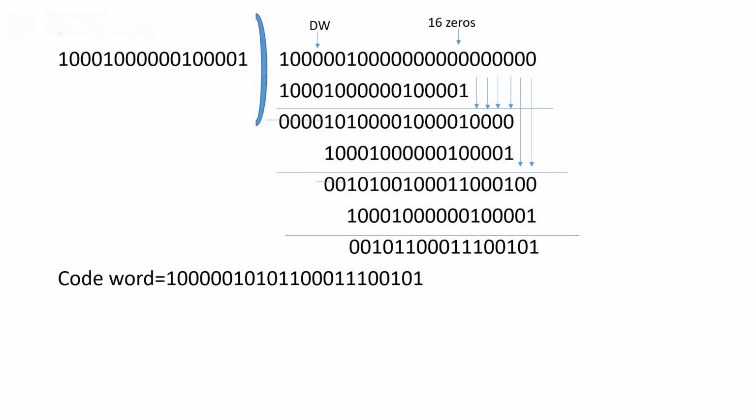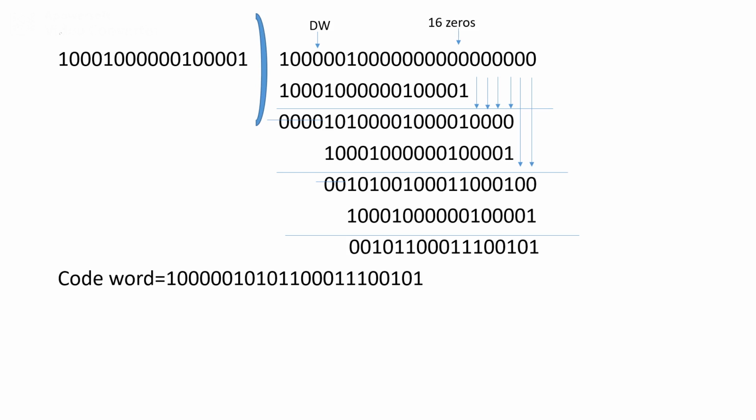But we know the degree of the polynomial is 16, x to the power 16. So we count from the right: 1, 2, 3, 4, 5, 6, 7, 8, 9, 10, 11, 12, 13, 14, 15, 16. We leave the last 0, because from right to left the degree of the polynomial is 16, so only 16 bits can be taken. The data word is anyway over here. So this is our CRC.